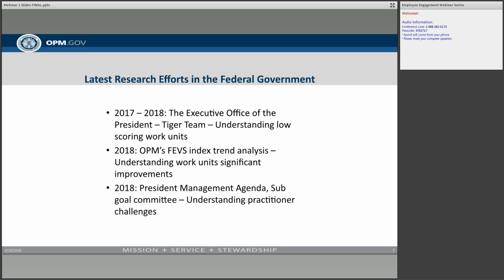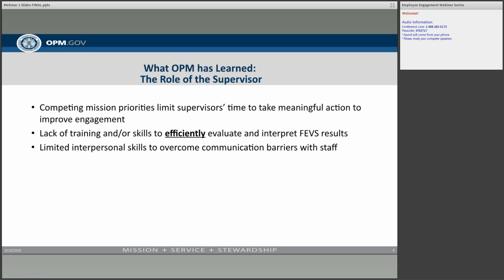We work with a committee representing various agencies, large and small, trying to understand the challenges at the practitioner level, from the perspective of those charged with the responsibility for improving engagement throughout their organization. And so we collected that information as well, again in order to develop tools and resources specifically to help agencies.